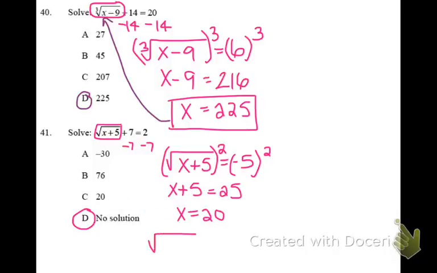check it. So if I take 20 and plug it in, I have the square root of 20 plus 5 plus 7. That equals the square root of 25 plus 7, which is 5 plus 7, which definitely does not equal negative 2, which is what you were looking for. Or sorry, positive 2, which is what you're looking for since the original problem equals positive 2.